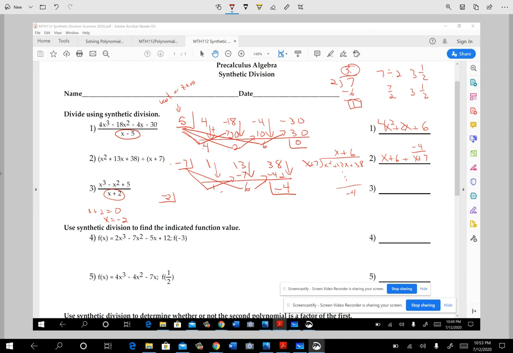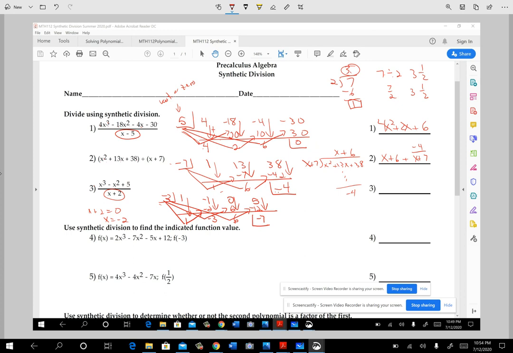Now this one has a missing term. See how there's an x to the third, there's an x squared, but there's no x, and then there's a 5. All right, so bring down the first number, -2 times 1, and write it there. It gives me a -3. -2 times -3 is +6. -2 times +6 is -12, and then add straight down, and you get a remainder of -7.